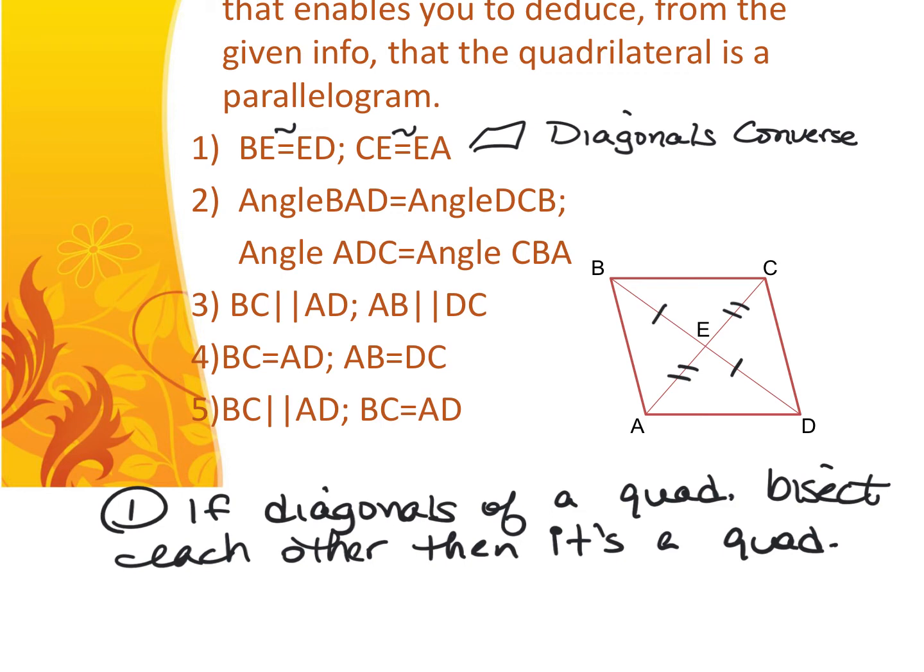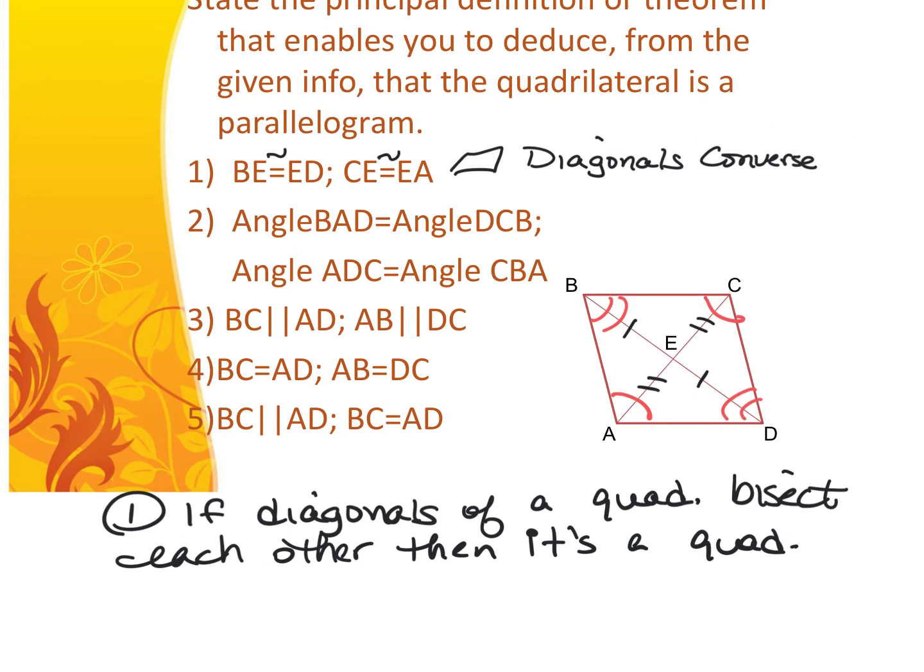The next one, it says to put markings on BAD. So BAD is over here, and it's congruent to angle DCB, and as well as ADC, this one over here, congruent to CBA. All right, so those are my congruent angles. So notice both pairs of opposite angles are now shown as congruent. So the name of this one is the parallelogram opposite angles converse.